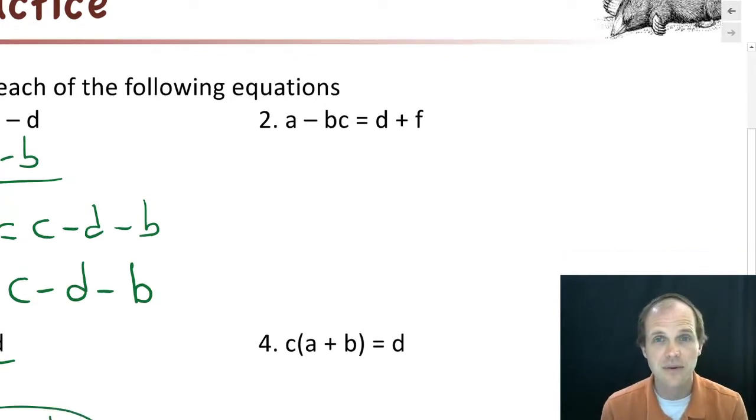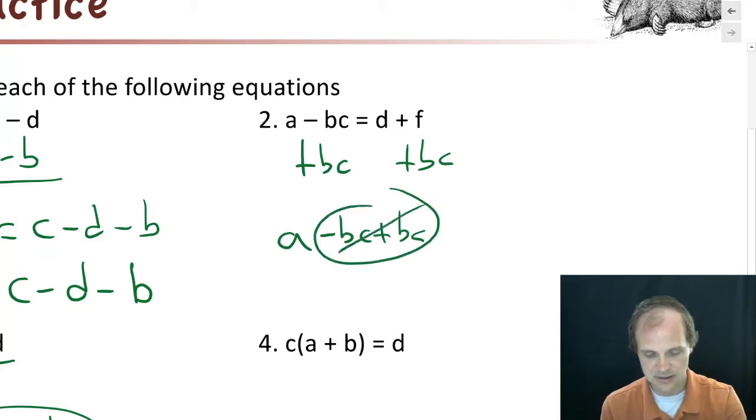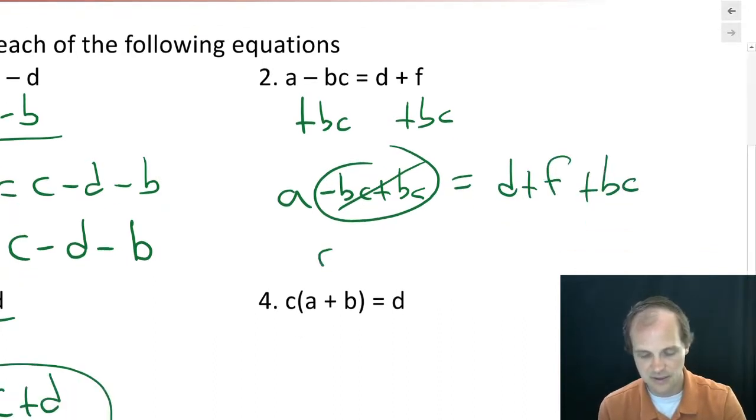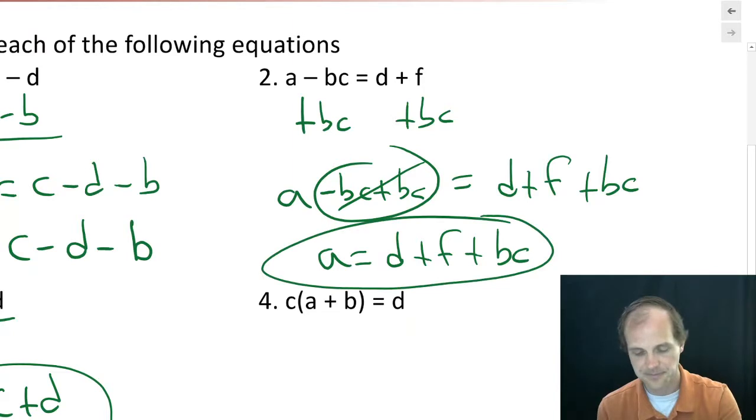That's a little more straightforward when you think of them as actual numbers. All right, so what are we going to do? We're going to add BC to both sides. And so we get A minus BC plus BC, which cancels, is D plus F plus BC. And so we can just get that. A equals D plus F plus BC.